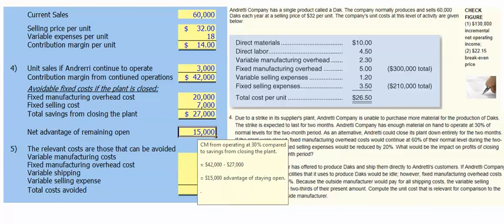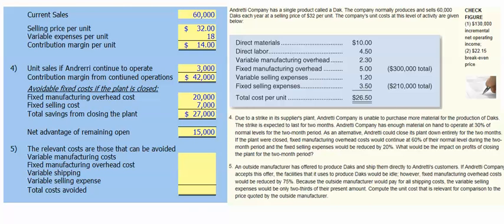So the advantage to remaining open would be $15,000. We see this by comparing the $42,000 contribution margin we could generate by continuing to be open compared with the avoidable fixed cost of $27,000 if we were to close the plant.